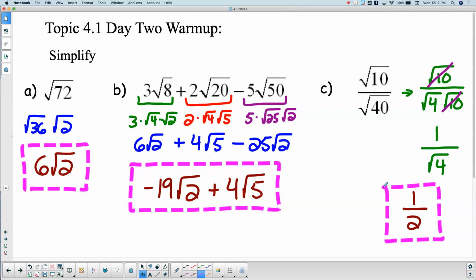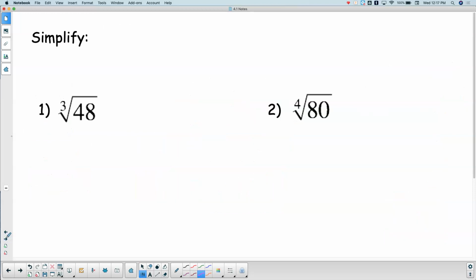Everybody else good? All right, let's kick it up a notch. Today, we're going with different indexes now. Monday was all about square roots. Now we're going with different indexes. So now, instead of looking for perfect squares, I have to look for perfect indexes, which means that I'm going to have to know my cubics, my fourths, my fifths, all that fun stuff. So, let's talk about them here for a second.